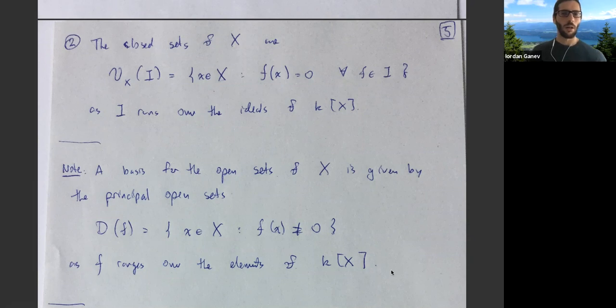The closed sets are indexed by the ideals of this algebra. For every ideal, we look at all the points that vanish at all elements of that ideal. Any f in the ideal gives us a function on X, and we can think about all the points that vanish for all the functions in the ideal. The quantifiers, whether we're thinking about all points in X or all ideals, can be kind of confusing, but once you have it straight, it should make sense.